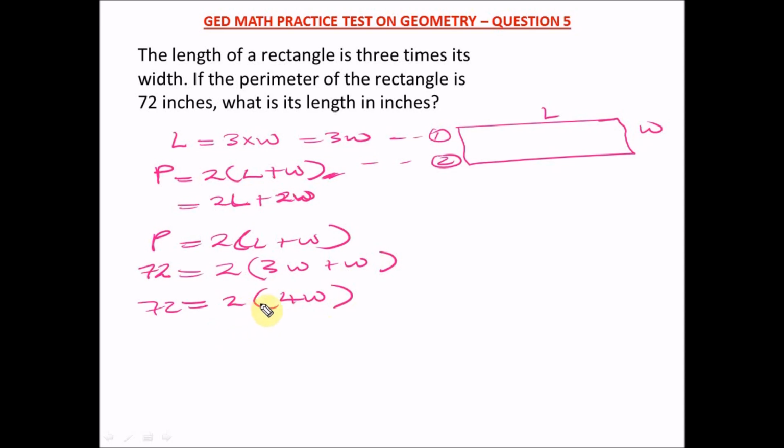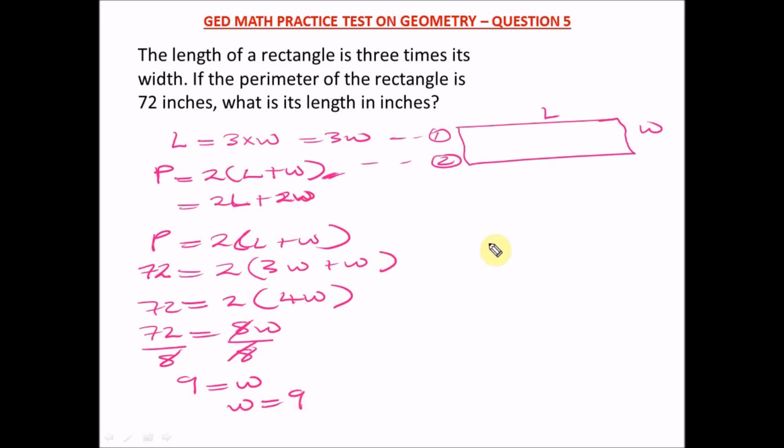From here we have to open up this bracket. 2 times 4W will give us 8W, and we have 72. To get our W, we divide both sides by 8, so that the 8 cancels out and we have W left. What is 72 divided by 8? That will give us 9. So W is equal to 9. Our width is equal to 9.